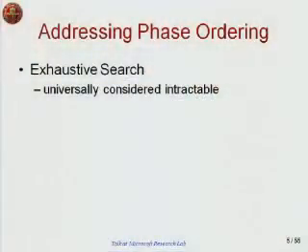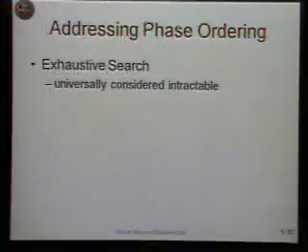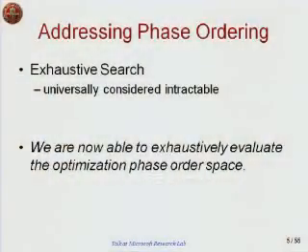So obviously, exhaustive phase ordering was considered intractable for a long time. In fact, it was so firmly entrenched in the minds of compiler researchers that exhaustive phase ordering cannot be done that no one had even attempted it in the last 40 years. So based on some of the earlier experiments that I did, I started working on exhaustive phase ordering, and one of the main results of my dissertation was that we have now been able to exhaustively evaluate the optimization phase order space for most of the functions in our benchmark suite. So this talk will talk about how I was able to do that.